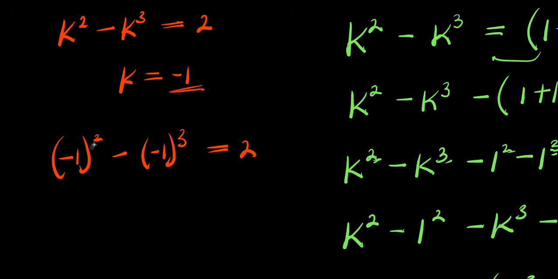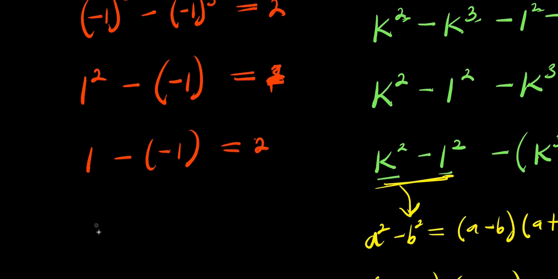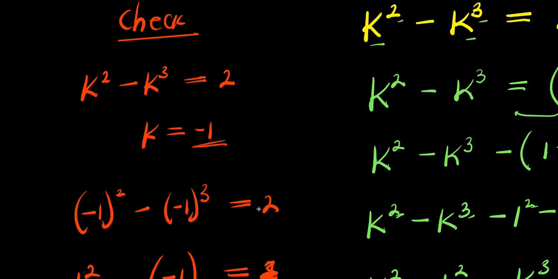Now, once you have negative to the power of an even number, you have positive. So this is just like having 1². And once you have negative to the power of an odd number, you have negative, so this is just like having -1 here. Remember, 1² is 1. So this is just like having 1 minus -1 equals, this is 2. So 1 minus times minus is plus, 1 plus 1 is 2, and this equals 2. So this has satisfied the equation.